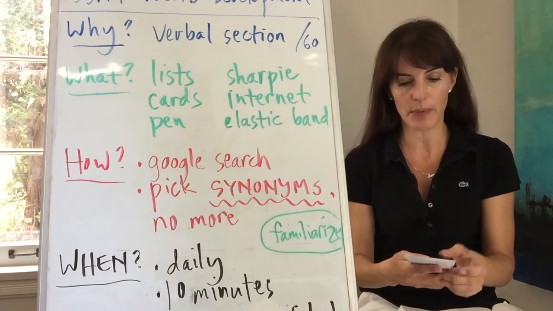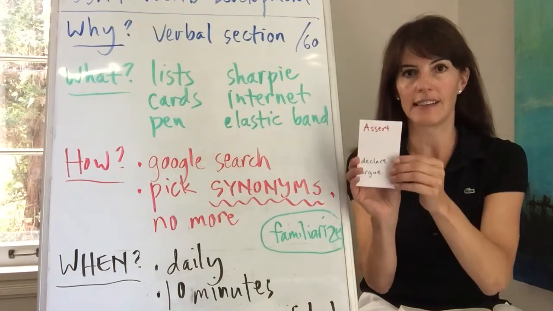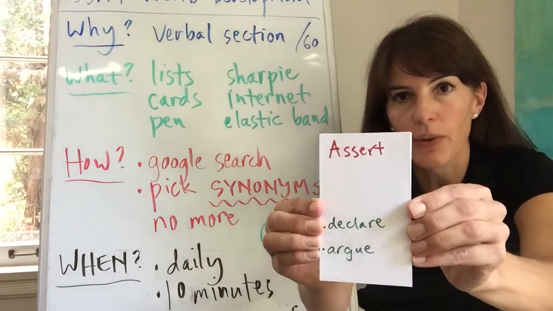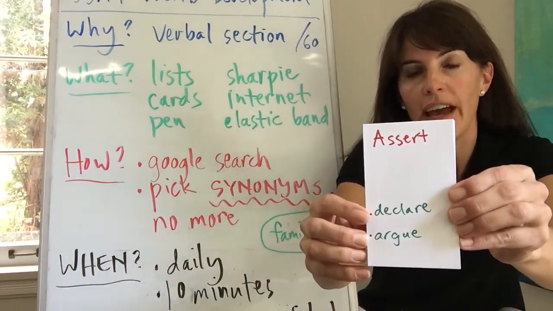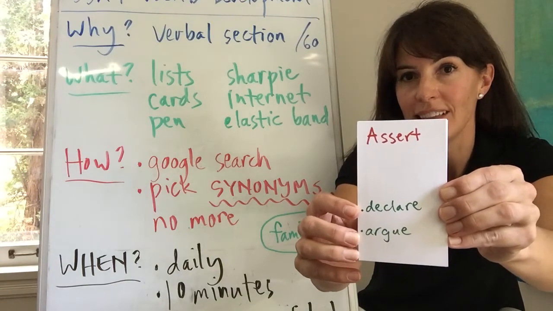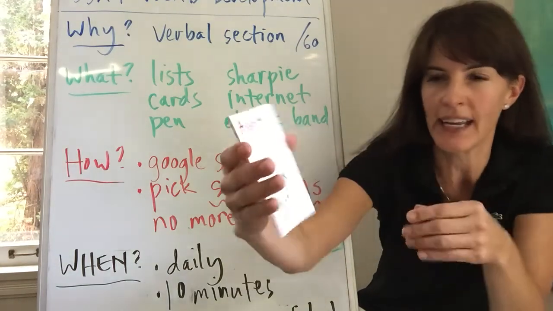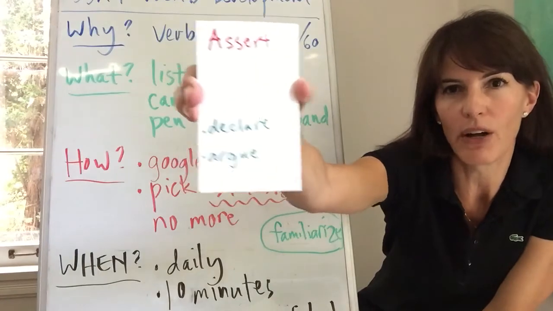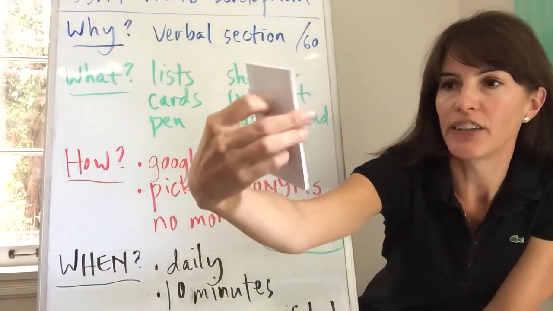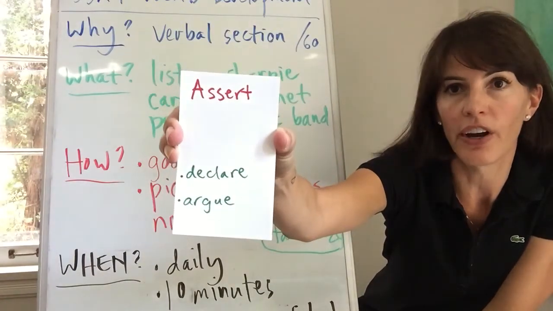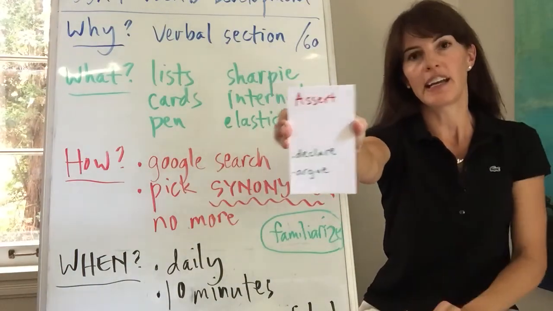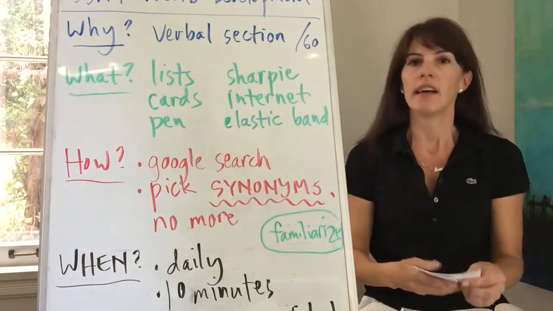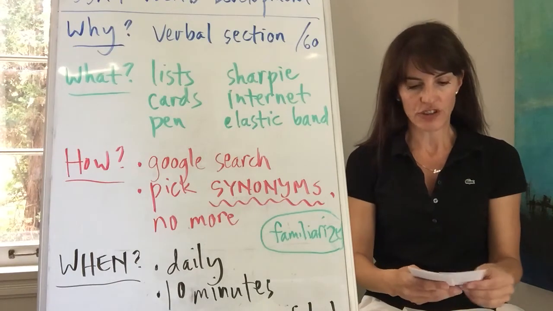So for example, in this particular card example that I've made, I've got the word assert. So when I Googled it, I chose out of maybe about 8 choices of synonyms, the 2 that kind of rang a bell with me. Okay, so I chose declare and I chose argue. Okay, so now I'm going to check that off my list and I'm going to move to my next card. So now I'm going to go down my list and choose another word.